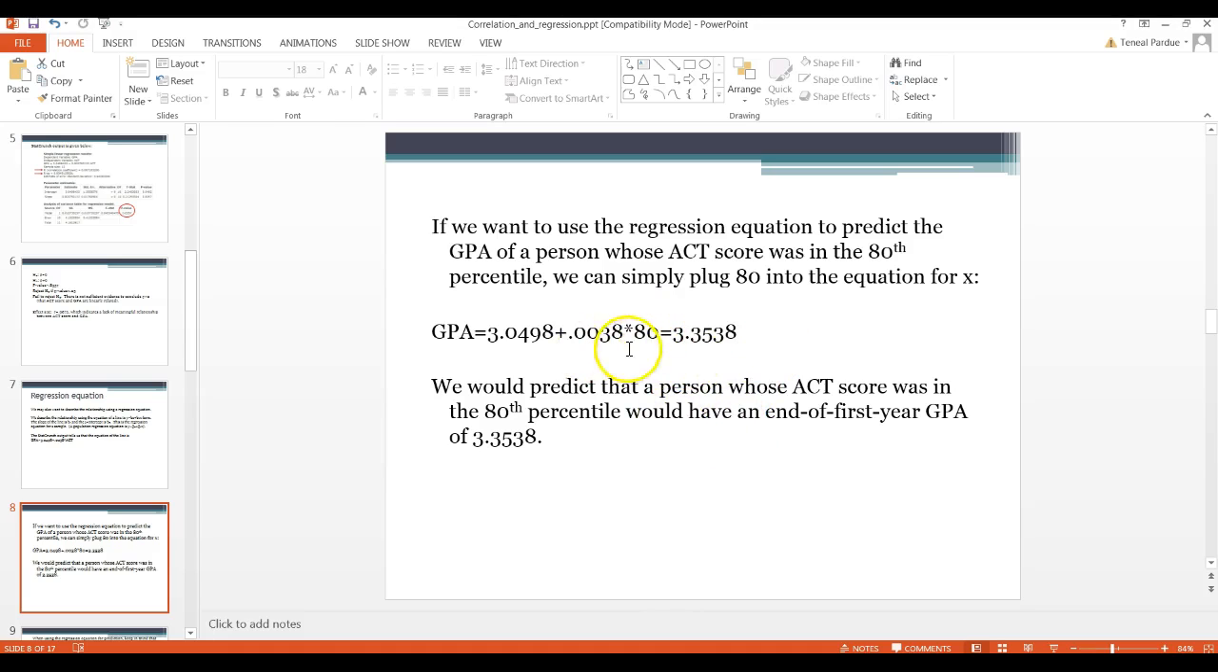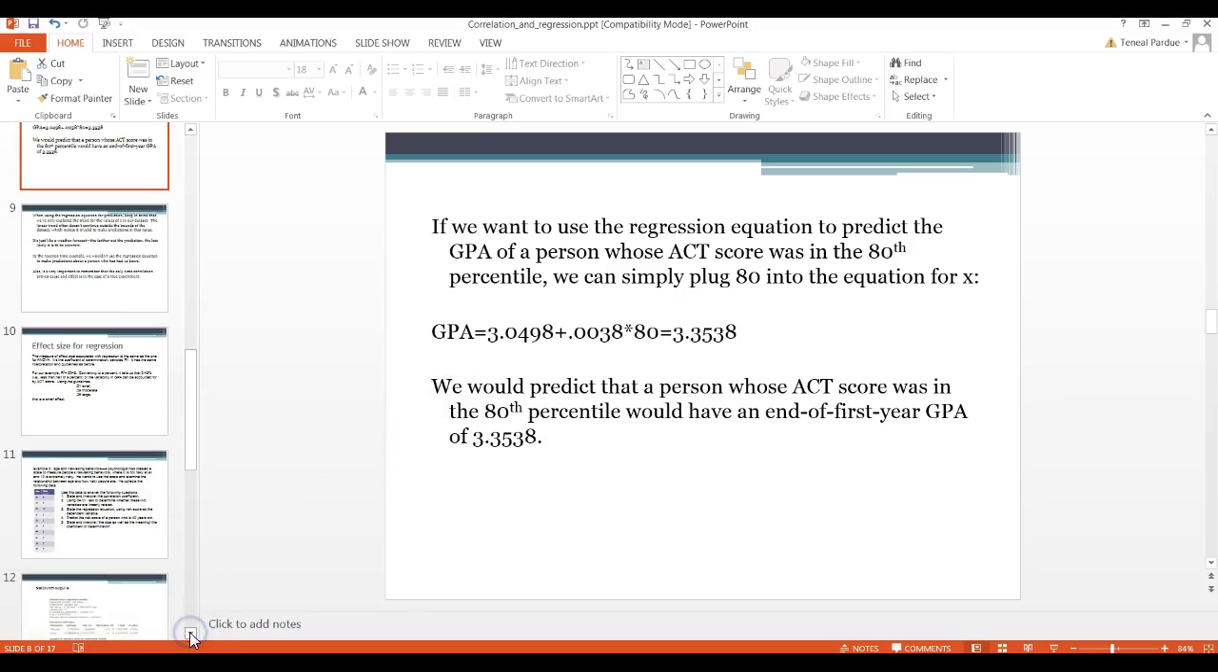So anyway, if you plug in to this equation, make sure you do your order of operations correctly. Do your 0.0038 times 80, and then add 3.0498. That tells us that our predicted value is 3.3538. That's our prediction for somebody whose ACT score is in the 80th percentile.